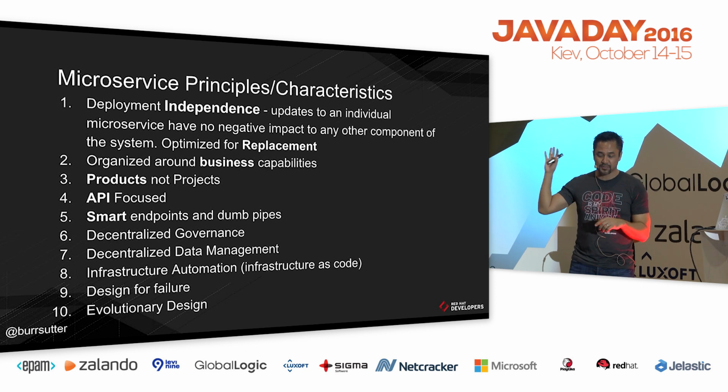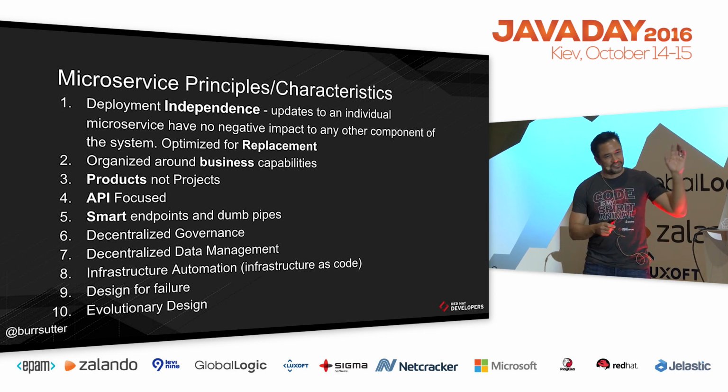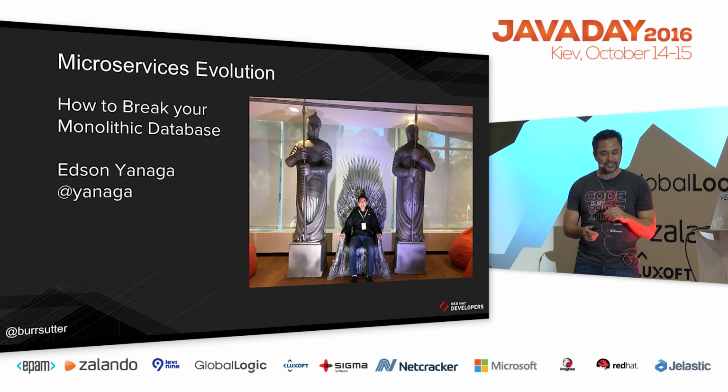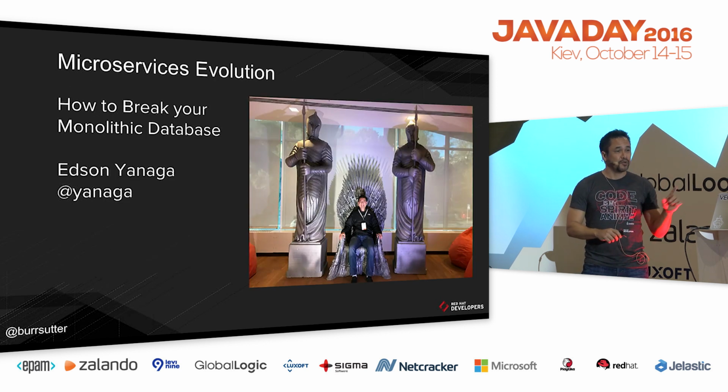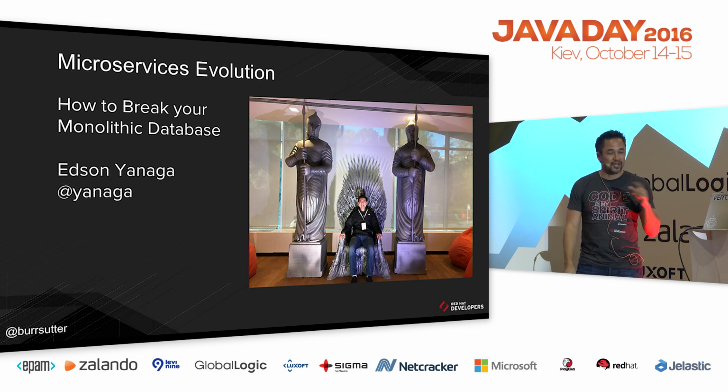You'll also hear things like smart endpoints and dumb pipes, and we'll kind of show you some of that in some of the demo applications. But this just keeps going on and on. I don't want to spend a lot of time here. We'll talk more about microservices in greater detail tomorrow, but just know that these are the key properties. Okay? There's a next session with Edson specifically. That's him sitting in the Iron Throne. But he'll be talking about how to break up your monolithic database, which is a great session as an example. So we'll keep going here.